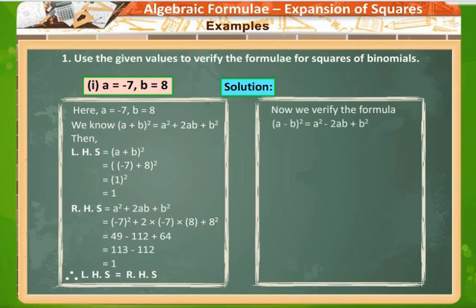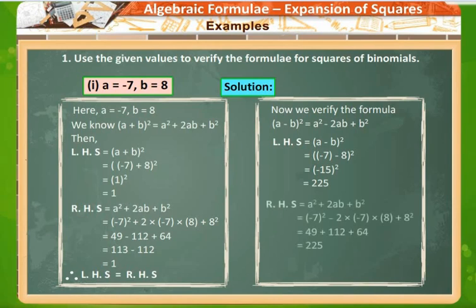Now we verify the formula a minus b the whole square equal to a square minus 2ab plus b square. As taken earlier, we'll take the left hand side: minus 7 minus 8. Minus 7 and minus 8 is minus 15, and the square of minus 15 is 225. Now the right hand side is equal to a square minus 2ab plus b square. Again put the values of a as minus 7 and b as 8. You can see minus 7 square is 49, 2 into minus 7 into 8, plus 8 square, that is 64. 49 plus 112 plus 64 is equal to 225.